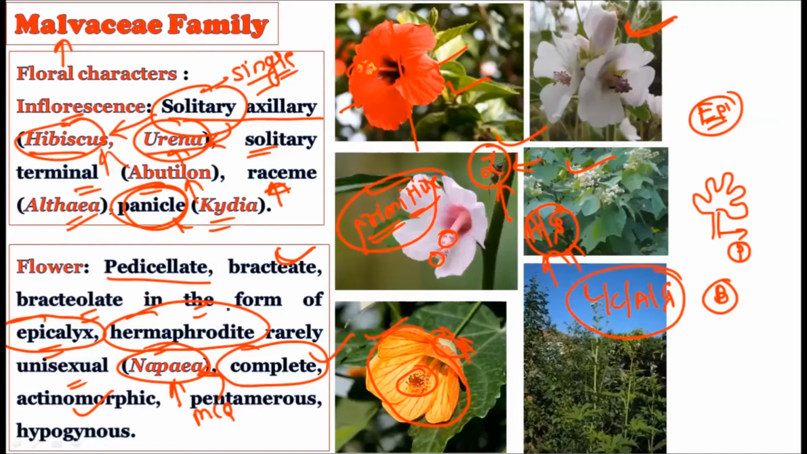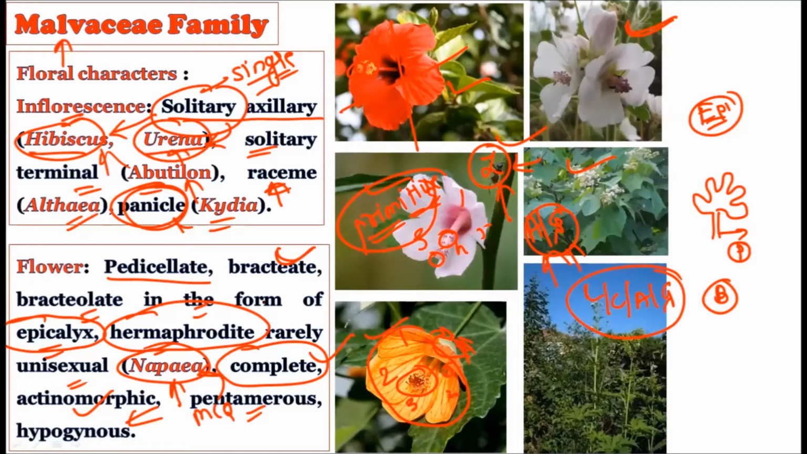Then the flowers are pentamerous, that is, there are generally 5 petals. If you count, 1, 2, 3, 4, 5, nearly always you will find the presence of 5 petals. So pentamerous is generally the nature of the flower, and it is hypogynous in nature. Now, how is the flower of the Malvaceae family?